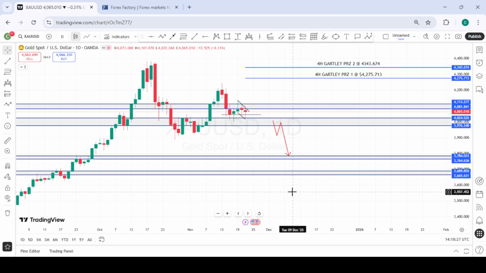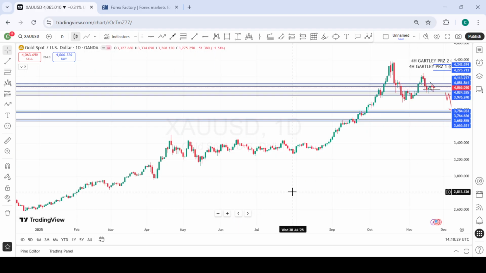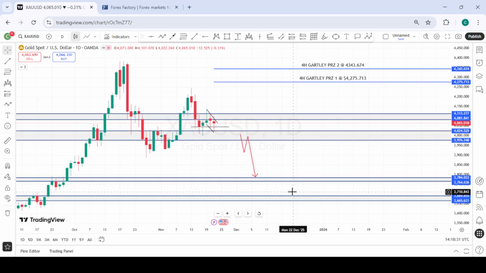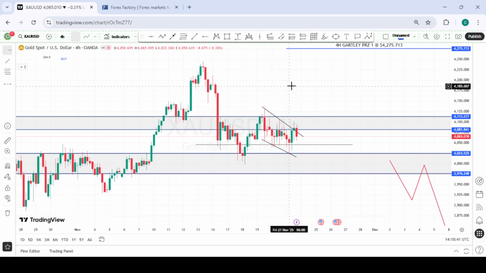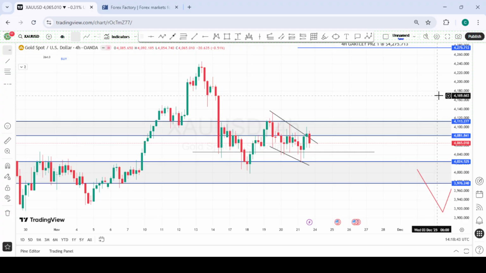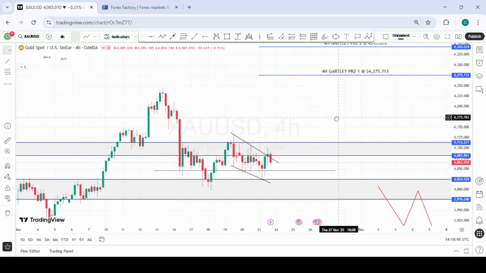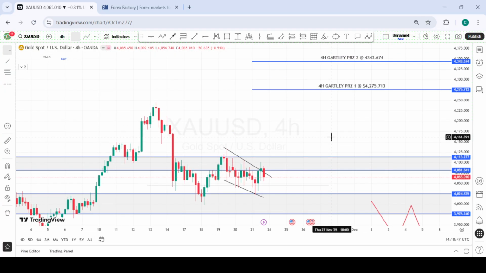We have here gold, and as we all know, gold has been very bullish for a very long time. So in a weekly perspective on gold, we have weekly, daily, and 4 hours has also shifted bullish. So the weekly perspective, daily perspective is bullish, 4 hours is also bullish. So these are the possible scenarios we have here.